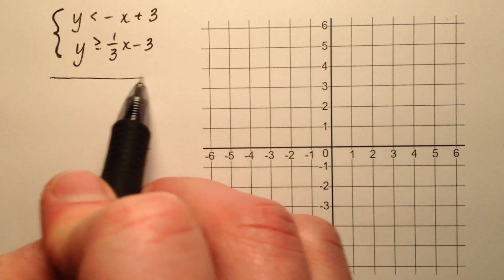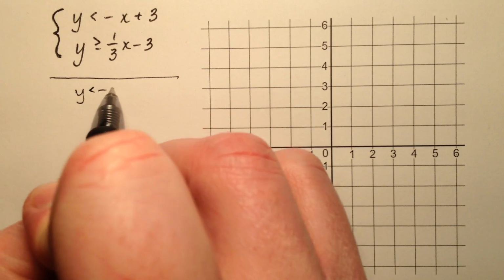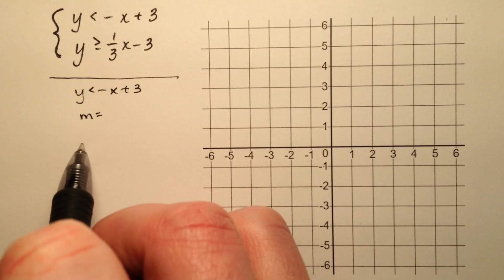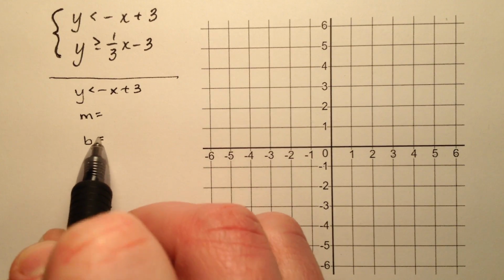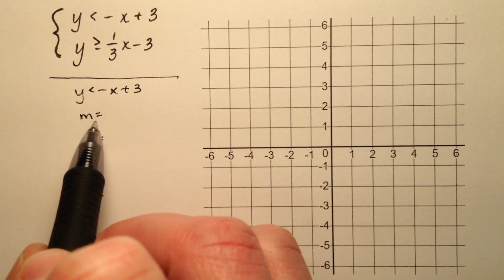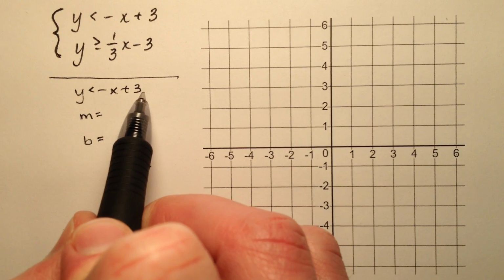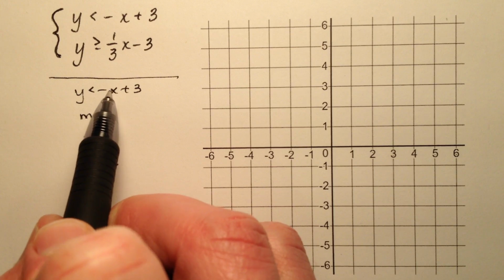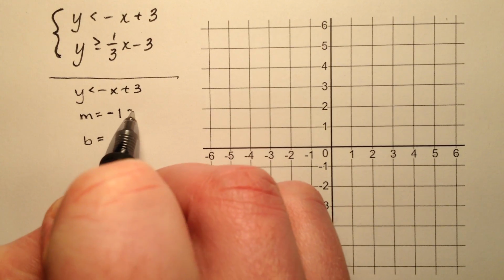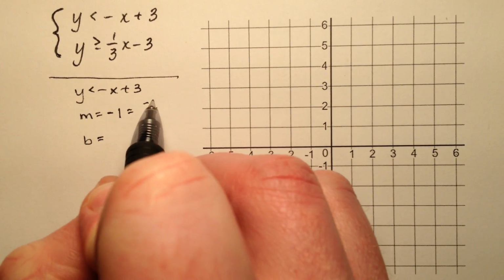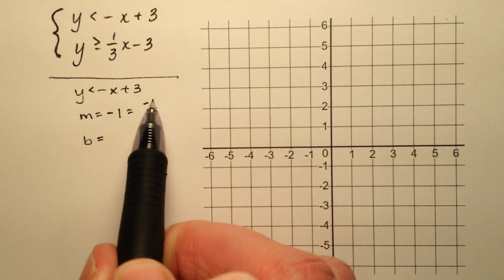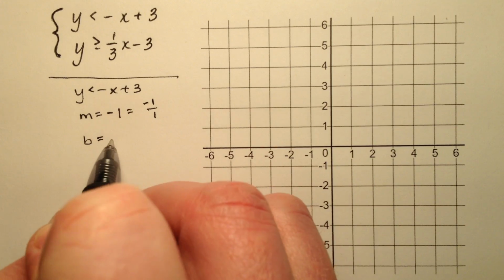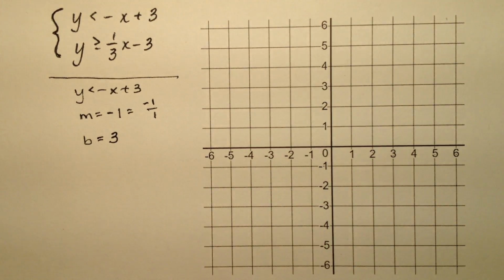And the first thing we need to know, I'll go ahead and rewrite this inequality. The first thing we need to know is the slope, and we need the y-intercept, that's second. So let's get those first. This is already in slope-intercept form, so I know that the slope is going to be the coefficient of my x, which is -1, or -1 over 1, if we write it rise over run. My b is my y-intercept, so that's going to be 3.